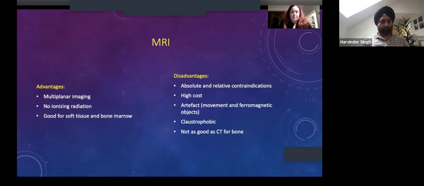Unfortunately, it does have absolute and relative contraindications. It's more costly than some of the other imaging modalities. There are a number of things that can produce artifacts such as movement and ferromagnetic objects. People often can't have an MRI because of claustrophobia, and it isn't as good in looking at bone as a CT scan.